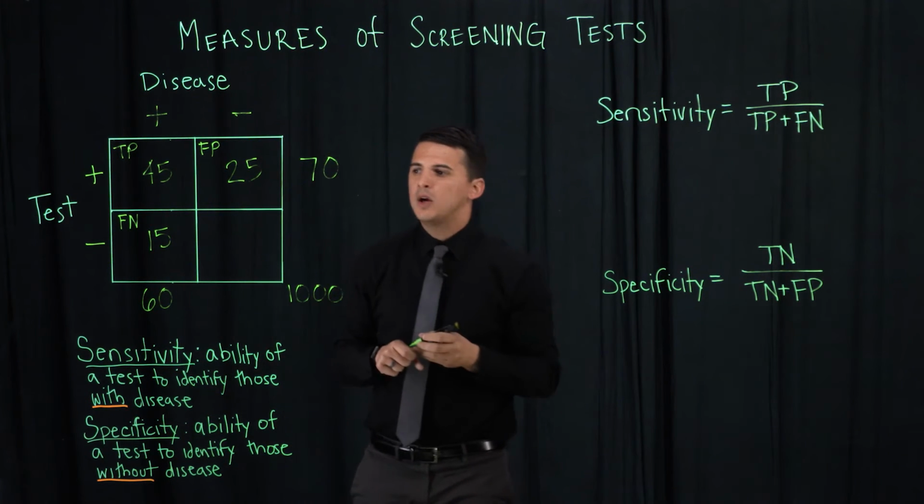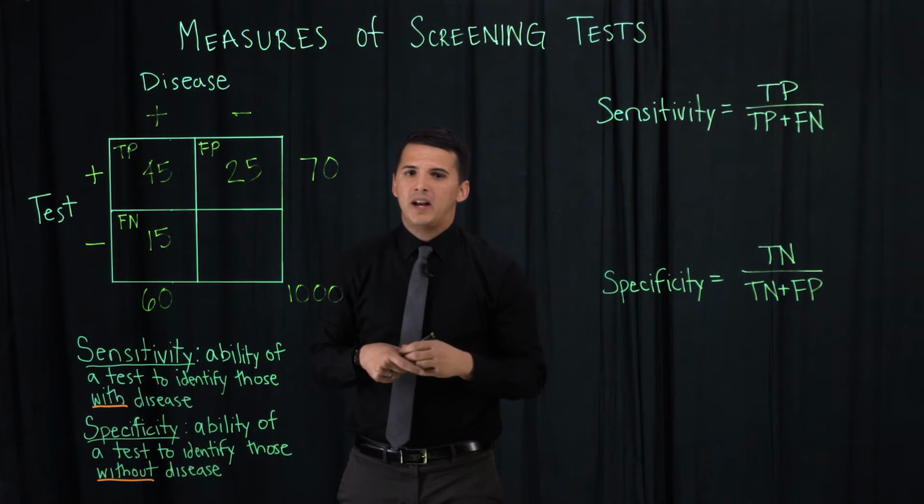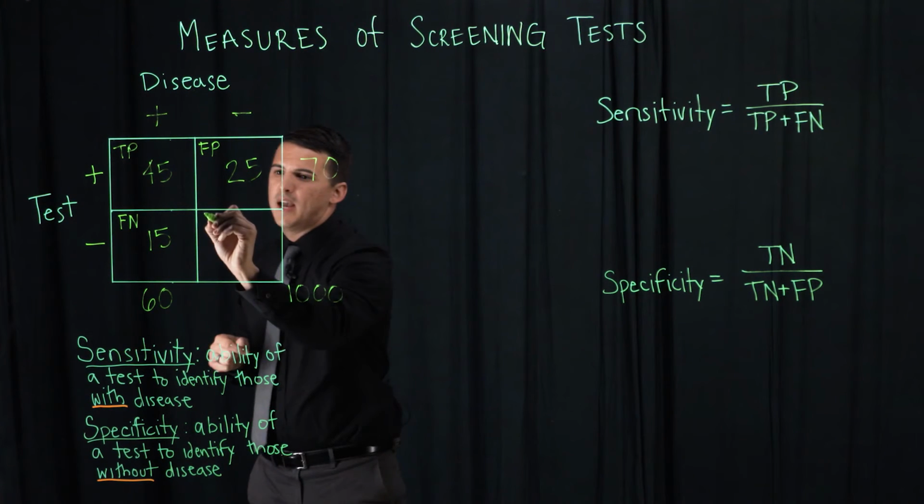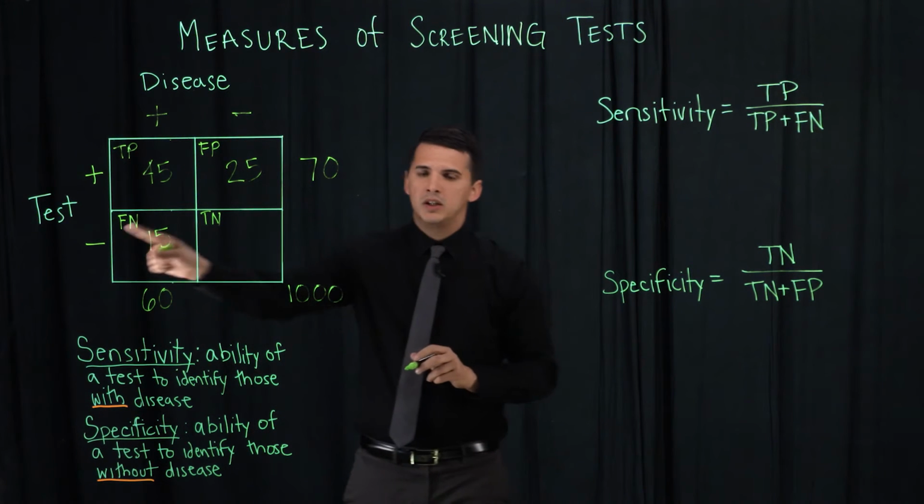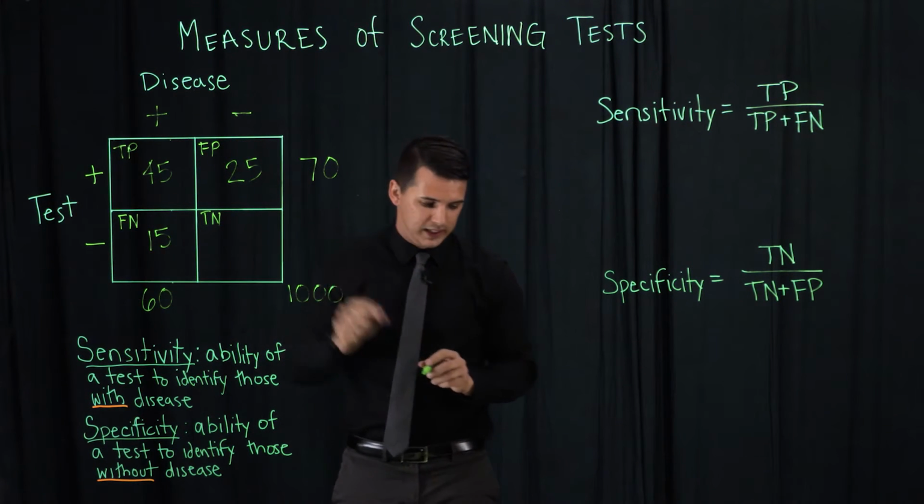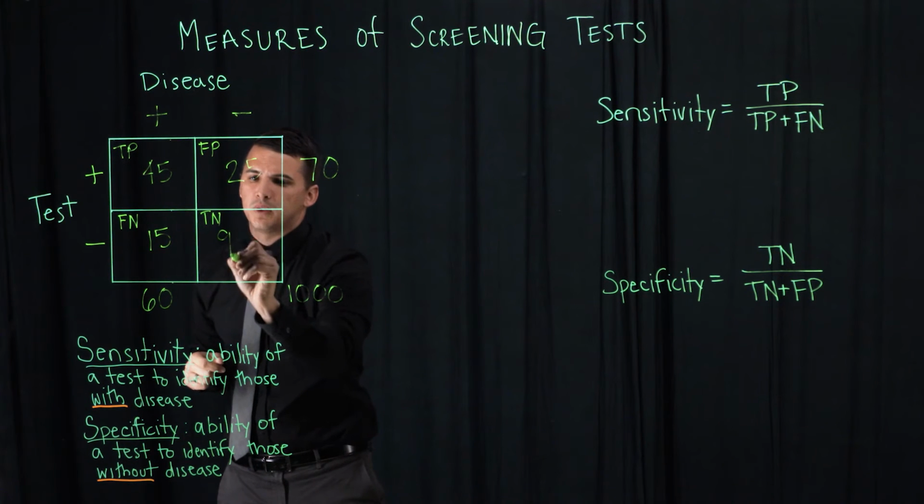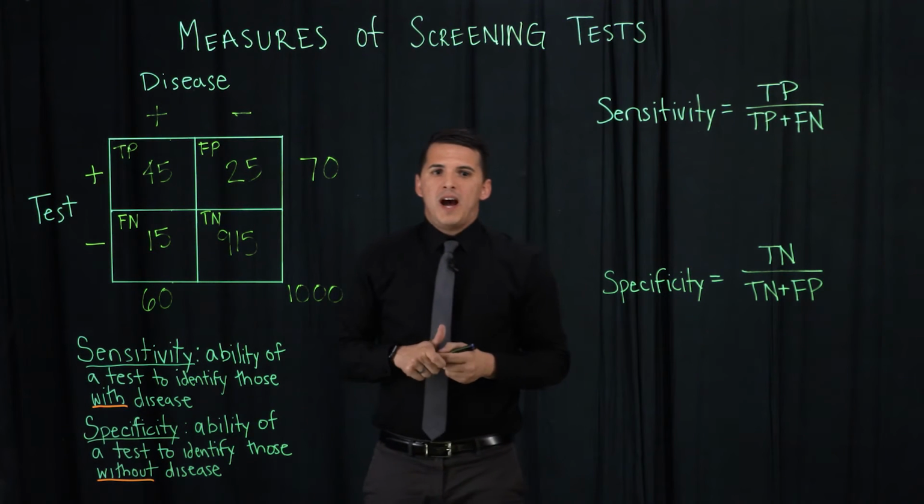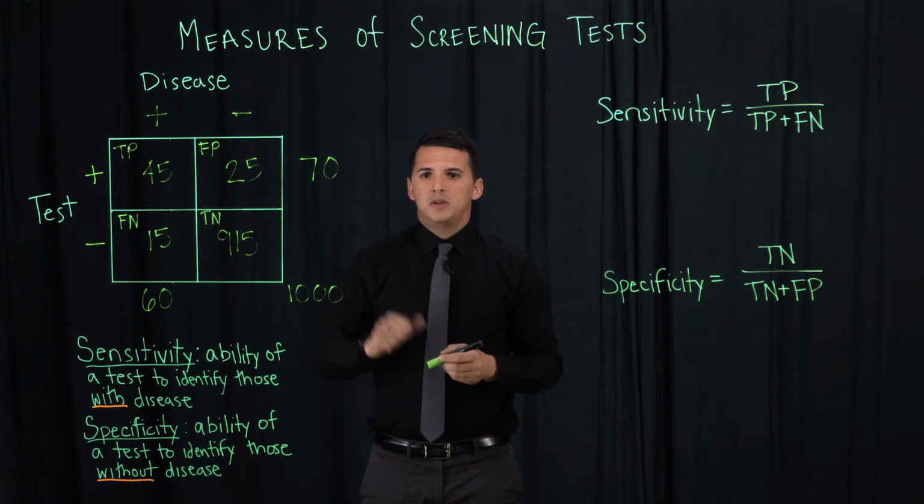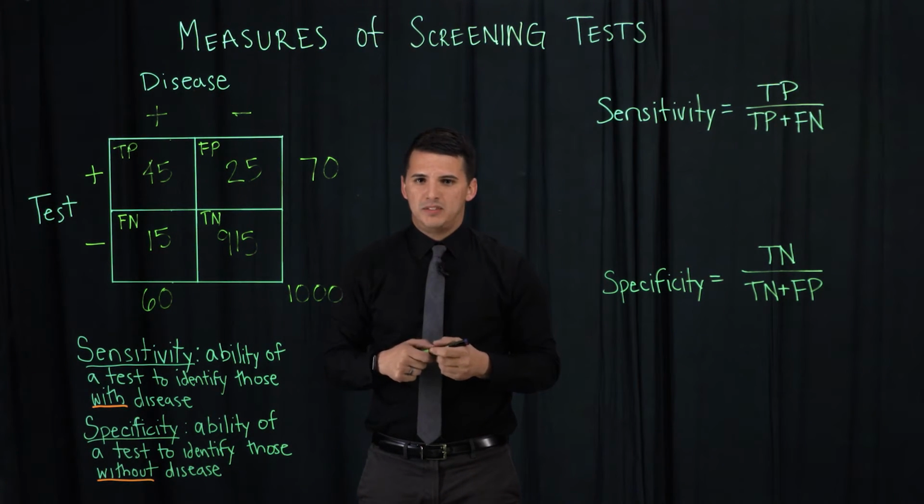And then lastly, moving over to our cell D, we're going to have our true negative people. And that is everybody who does not have the disease in our population who also tests negative on our screening test. And that's going to give us a total of 915 if we fill in the number. And so now what we can do is we can use our 2x2 table to calculate our sensitivity and specificity.